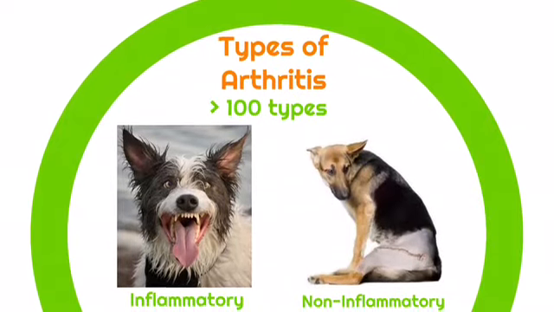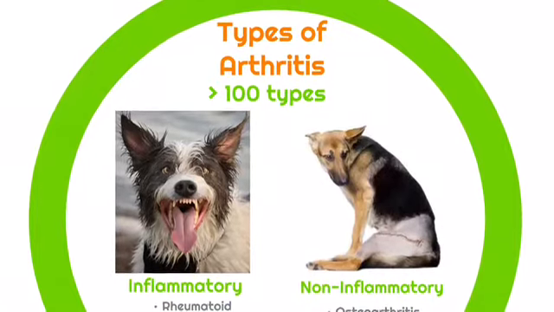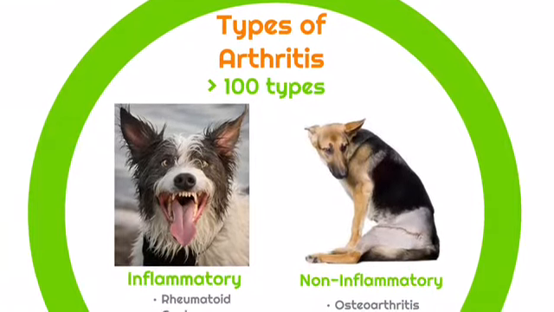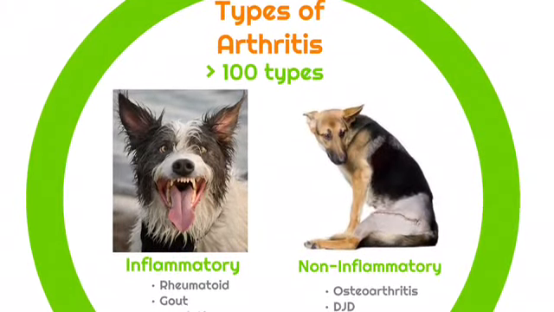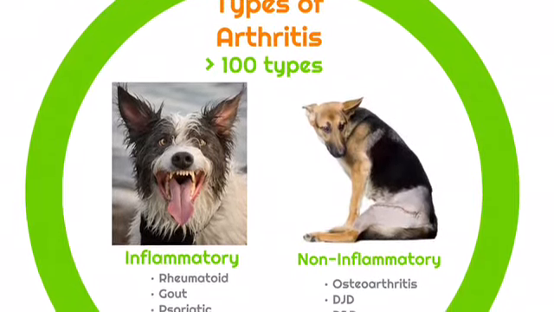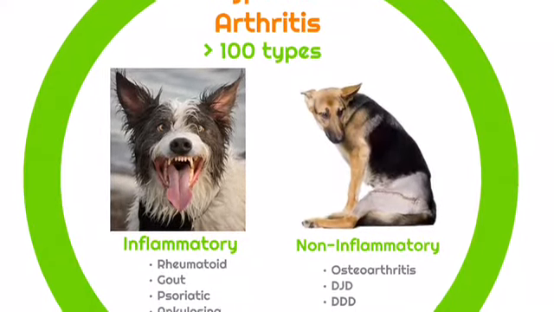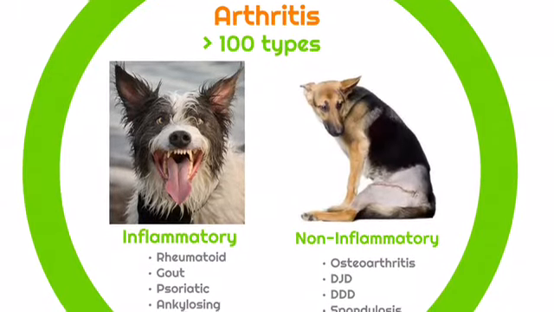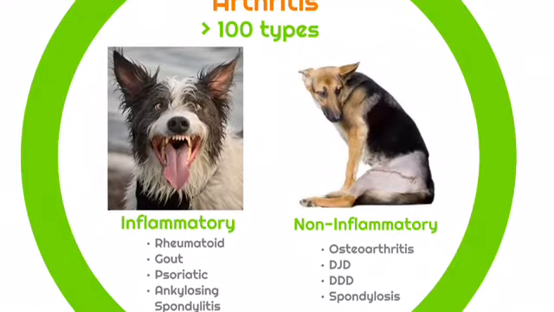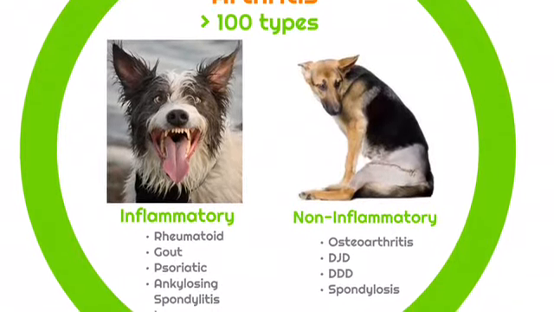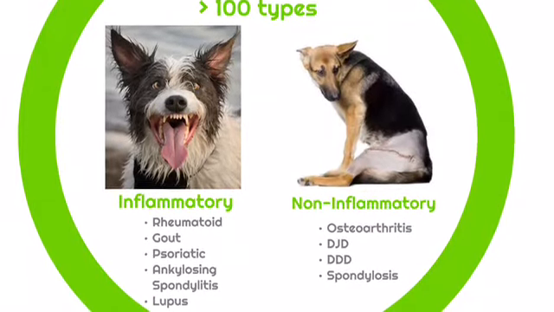There are in fact over 100 different types of arthritis, and if we had to group them very broadly to start off, there are the inflammatory types of arthritis and the non-inflammatory types. So the inflammatory types of arthritis would be things like rheumatoid arthritis, psoriatic arthritis, gout. They're the really nasty ones, where the body actually starts to attack itself in essence, due to the level of inflammation that's there.